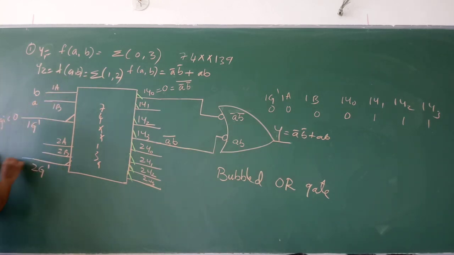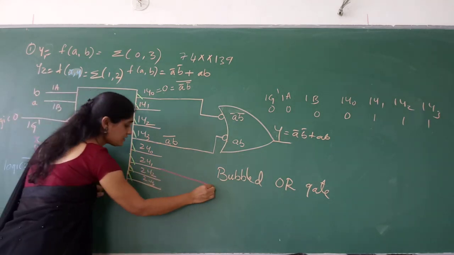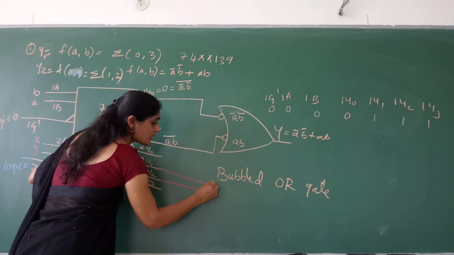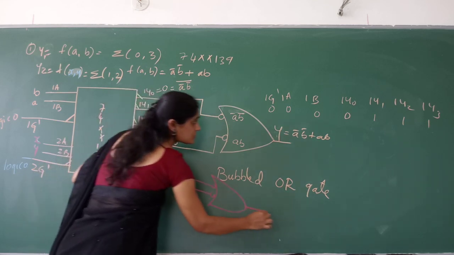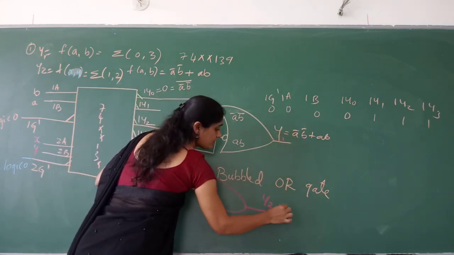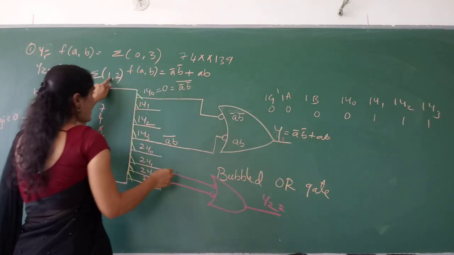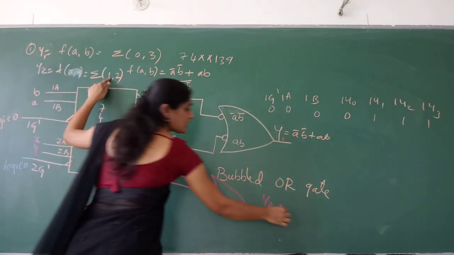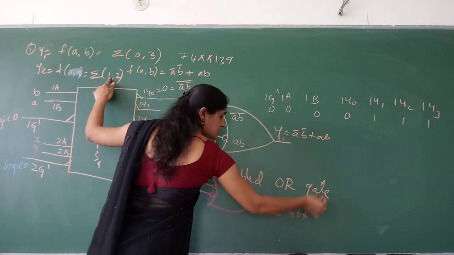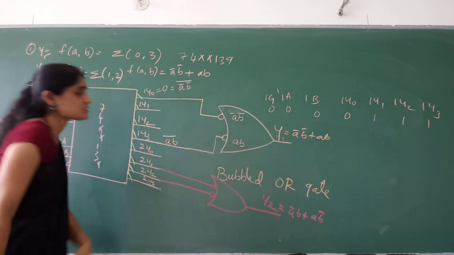So I will give logic 0 to 2G bar. Let me call this XY, instead of calling it AB. So this is X, this is Y. Can you see? This is X and this is Y. I want 1, 2. Take 1, 2, give this to a bubbled OR gate. So this will be your Y2. This is Y1, Y2. What is the equation you get? 1 means what? 0, 1. That means A bar B plus 2, that is 1, 0, so A B bar. And this is your Y2.